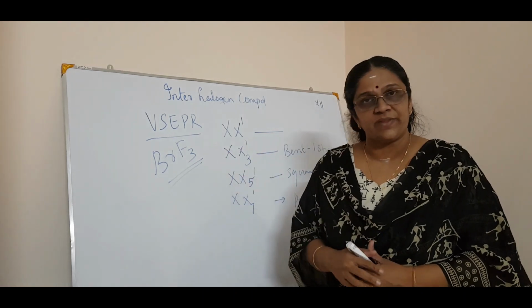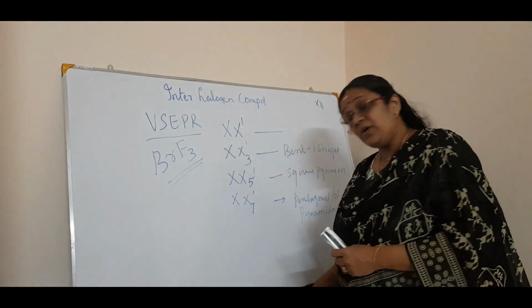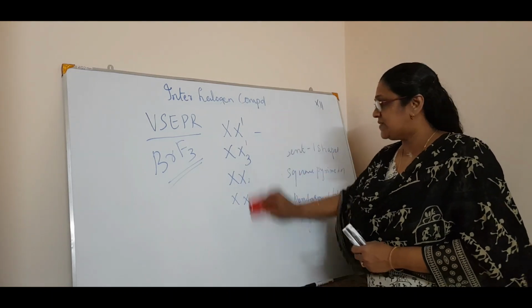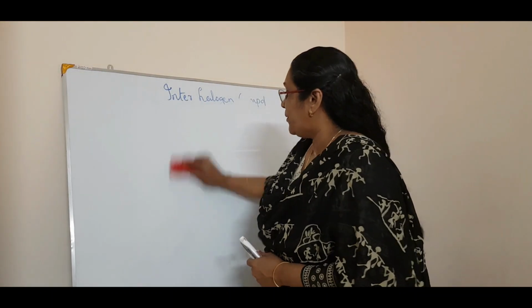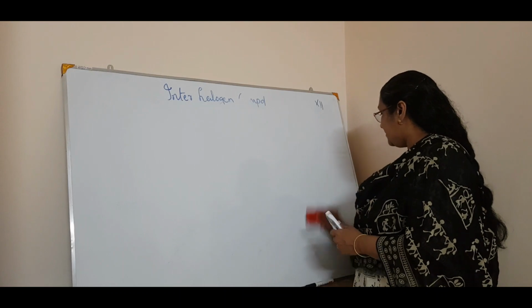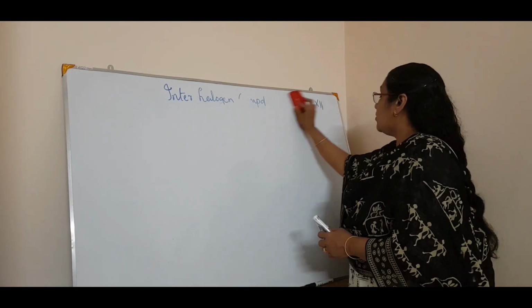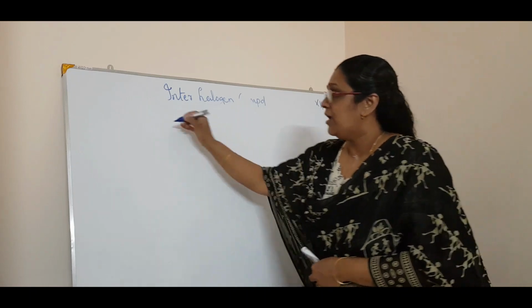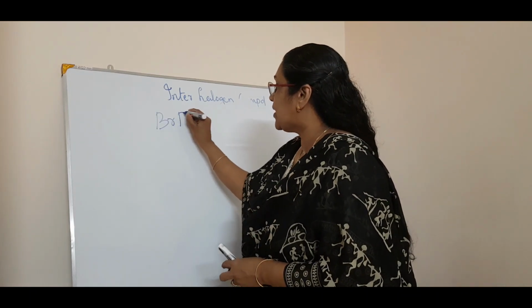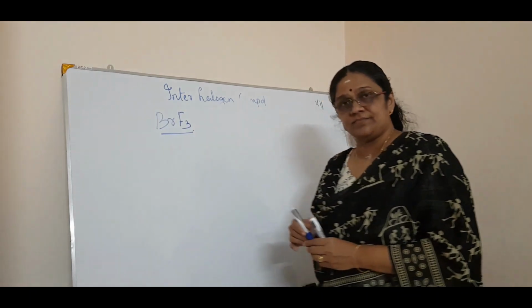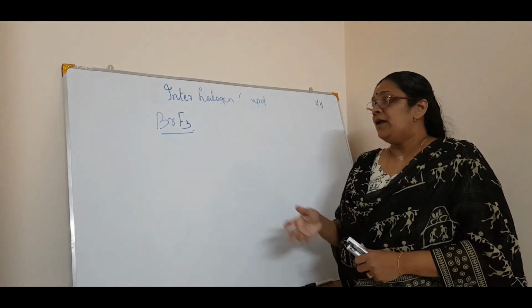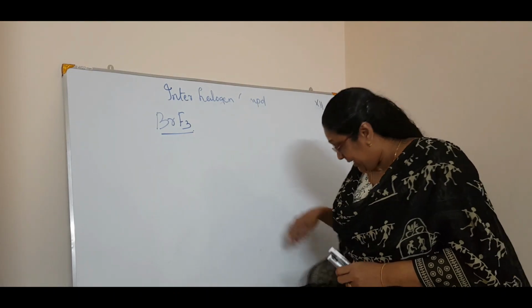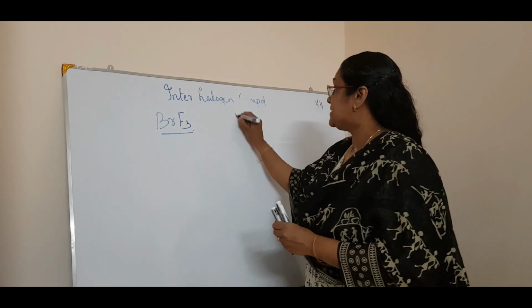Then the shades of that. So there comes the end of the interhalogen compounds. One more thing, as I said, I will show you by VSEPR theory the structure of BrF3. In board exams, the BrF3 structure used to come.